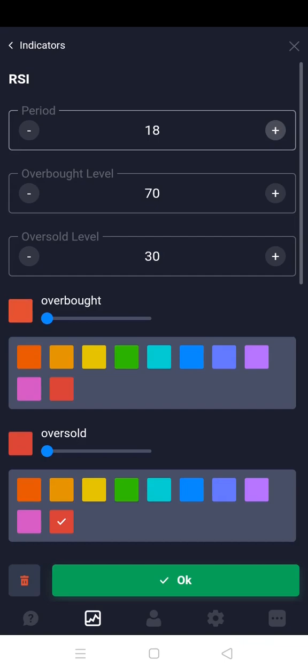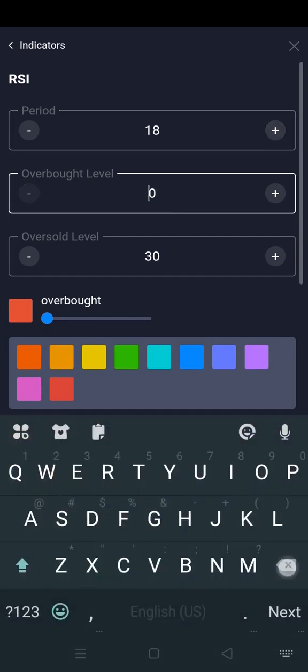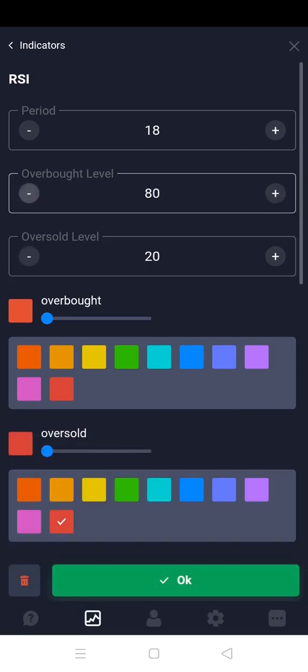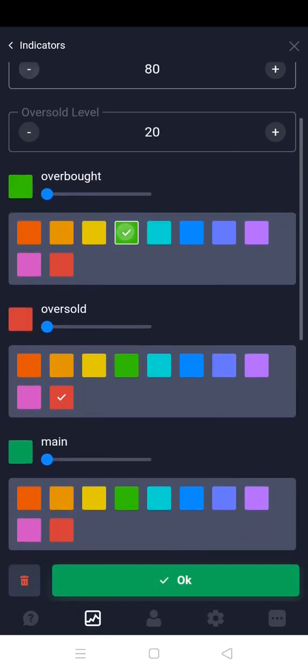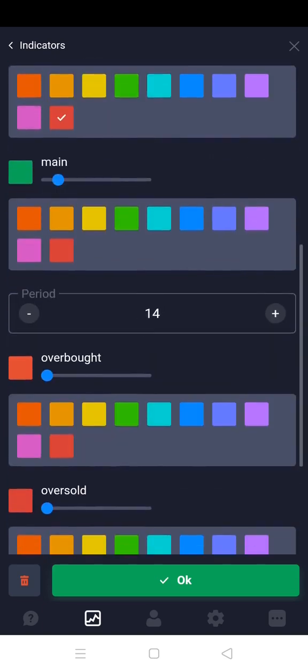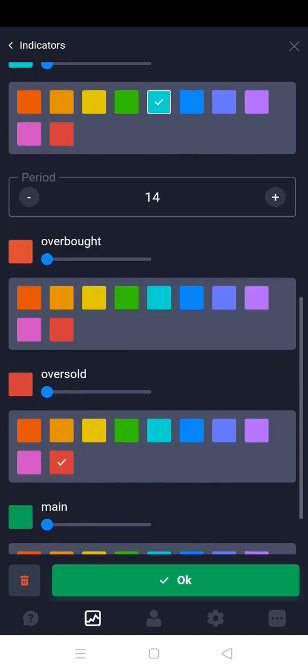Then this overbought, I usually make it 80. Can change it to 80 here, 20. So overbought, we'll leave it as green. Oversold, we'll leave it as red. Main, that's the center line. We can make the center line light blue or sky blue.